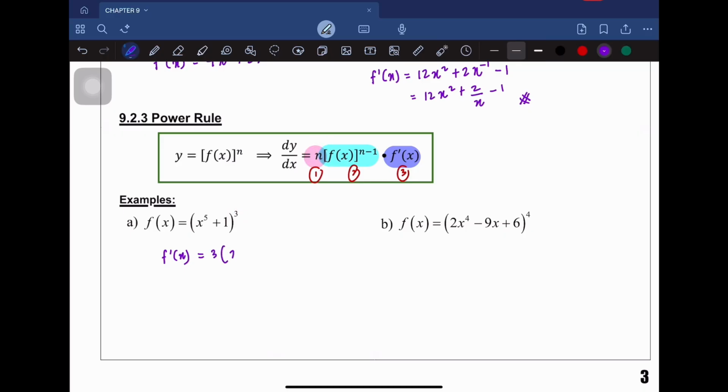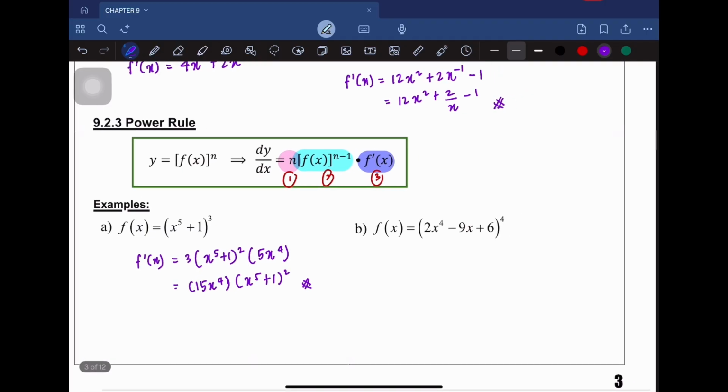Okay, yang kedua, salin sebiji yang dalam tu, but what happen with the power, dia decrease by 1, so maksudnya dia power 2. And last one, we are going to differentiate the function inside. So differentiate yang dalam jadilah 5x power 4. Okay, so this one boleh gabung dengan yang ni bagi cantik. So this one is 15x power 4, and then x5 plus 1 to the power of 2.